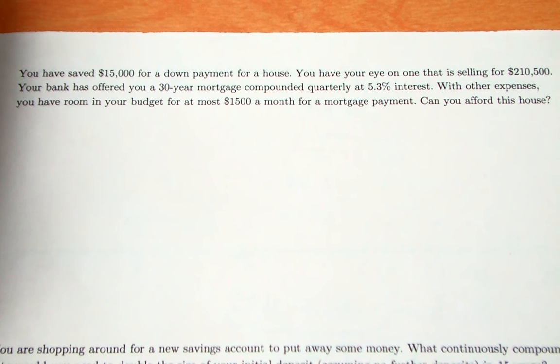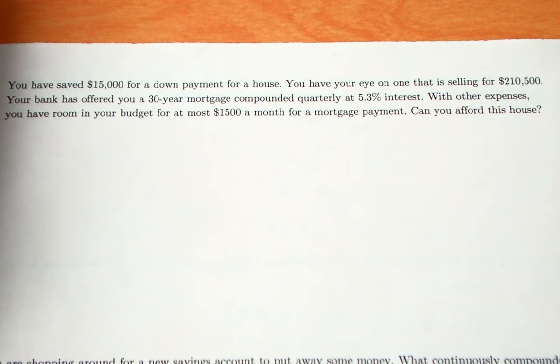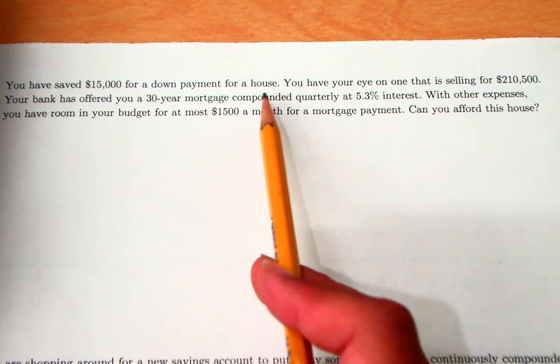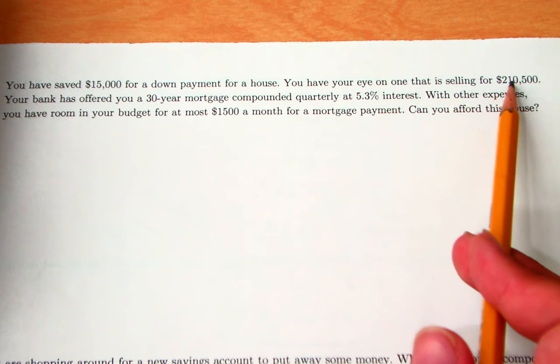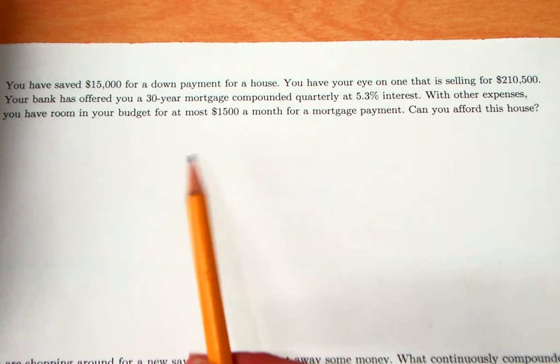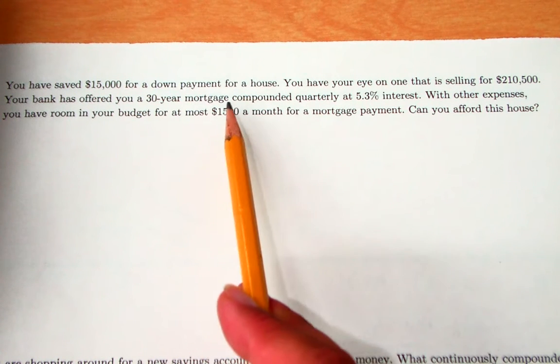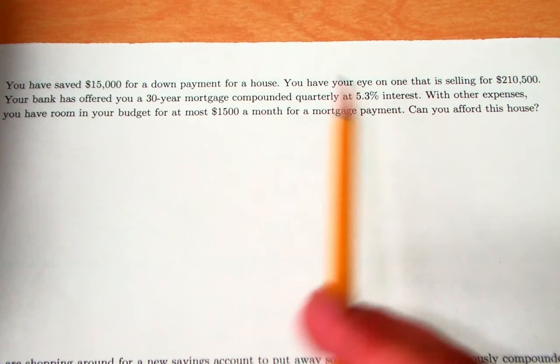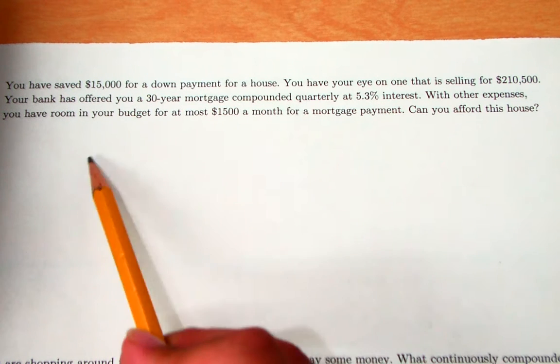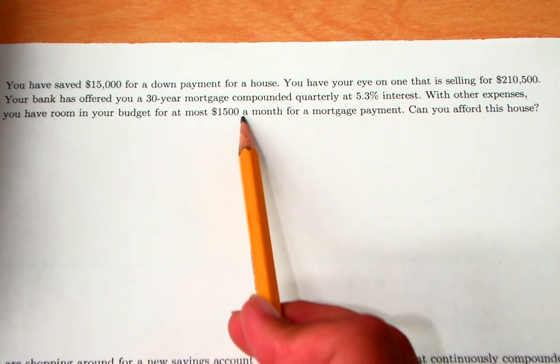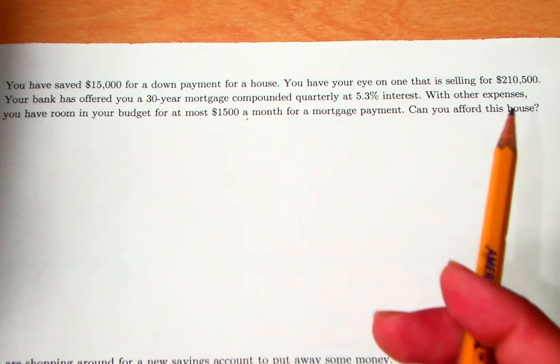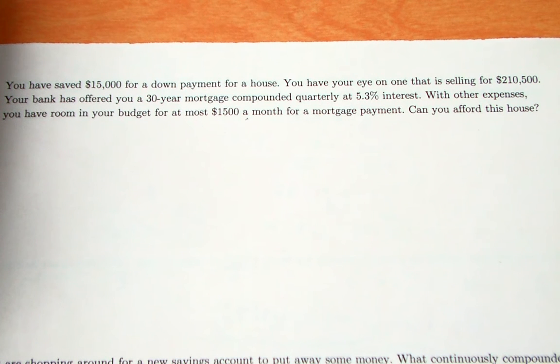This one deals with real estate, and it's a fairly complex calculation, so let's take a look. We have saved $15,000 for the down payment for a house. You have your eye on one that is selling for $210,500. Your bank has offered you a 30-year mortgage compounded quarterly at 5.3% interest. With other expenses, you have room in your budget for at most $1,500 a month for a mortgage payment. The question is, can you afford this house?